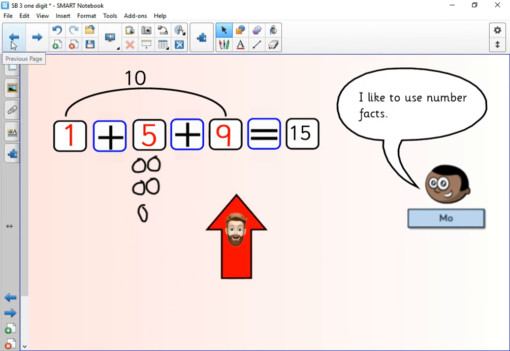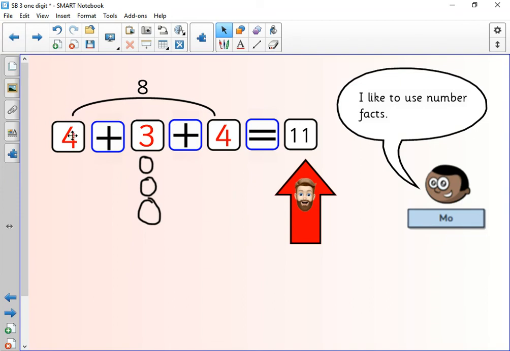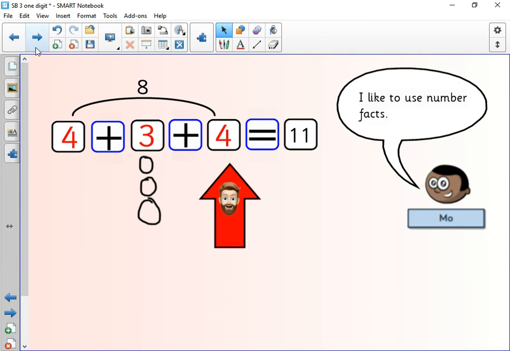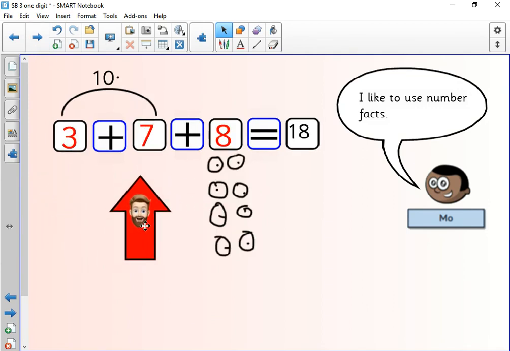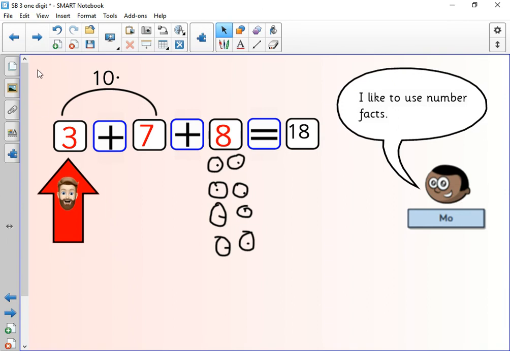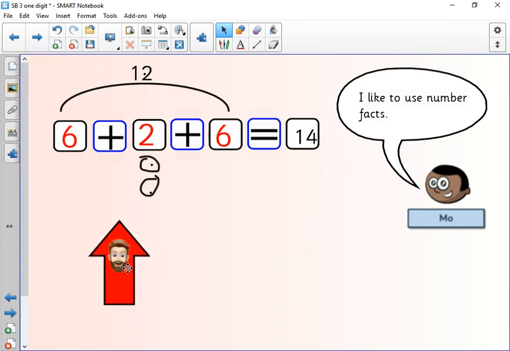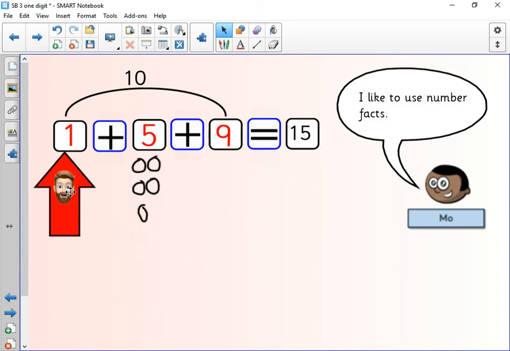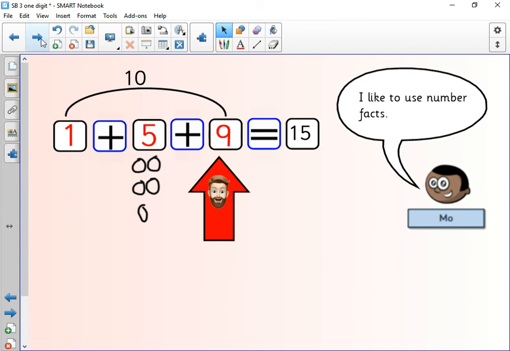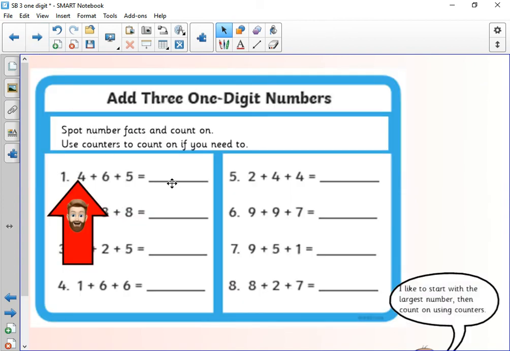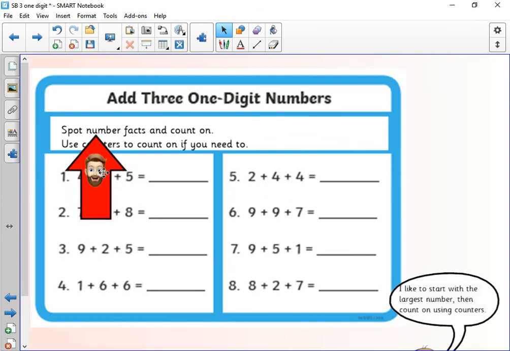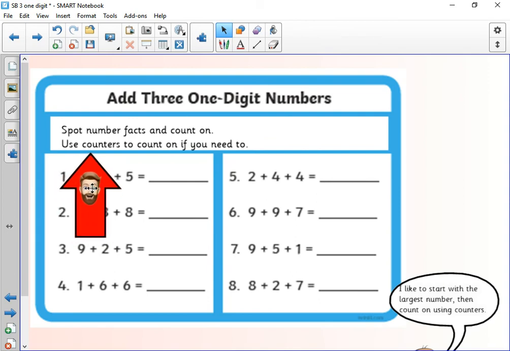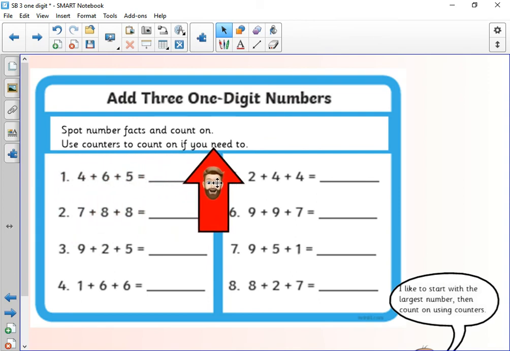Okay, so today Mo's been successful because he's spotted, in this example, doubles. In this example, he spotted a number fact for 10. This number fact, he spotted doubles again. And this final example, he spotted a number fact for 10. So that's your strategy today, to spot number facts, either doubles or facts for 10, and count on. And remember, you can use counters to count on if you need to.